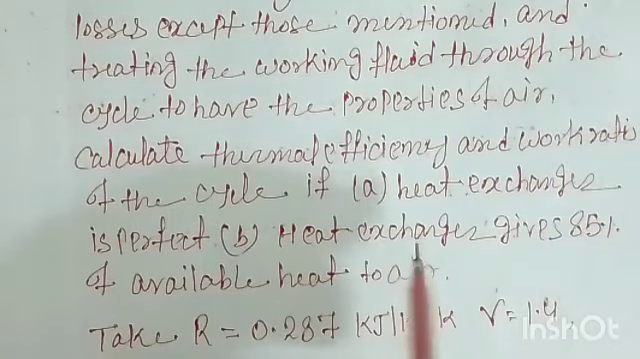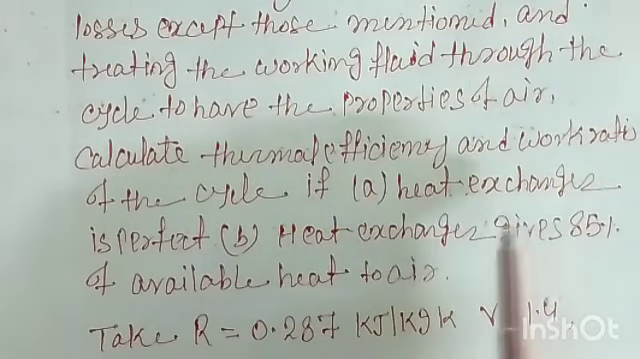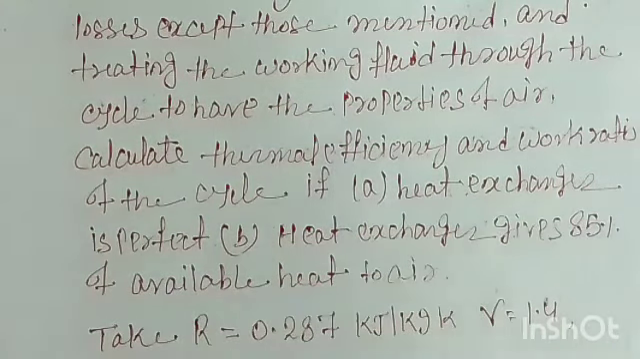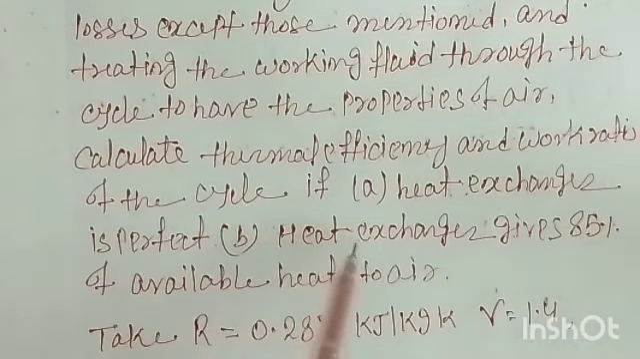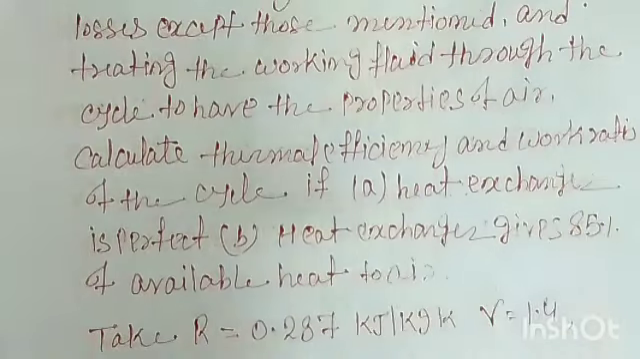See here, two conditions are given in the question. First you have to consider that the heat exchanger we are using for heating the air coming from the compressor is perfect. When the heat exchanger is perfect, it means it gives 100% performance, right? That means the effectiveness of the heat exchanger in the first case we need to take as 1. But in the second case, the heat exchanger gives 80% of available heat to air. Means in the second case, the heat exchanger is not a perfect heat exchanger, right? So for that the effectiveness is given as 0.85.